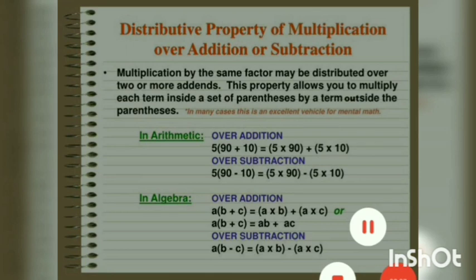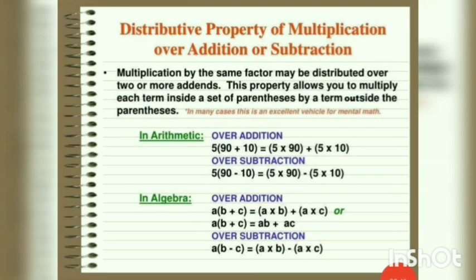Suppose in your class, your total strength is 20, and on your birthday you want to distribute toffees to all the 20 students. What you will do is distribute the toffees to each and every student present in your class. So in the distributive property also we are doing the same thing.